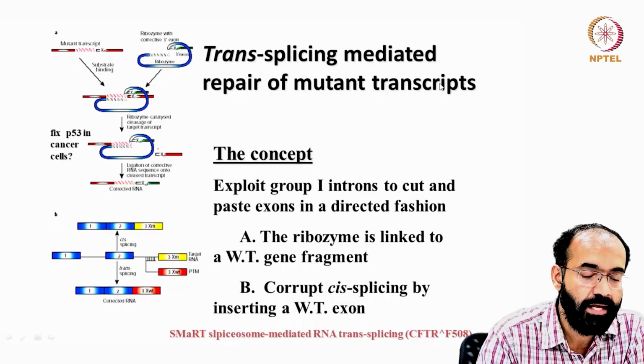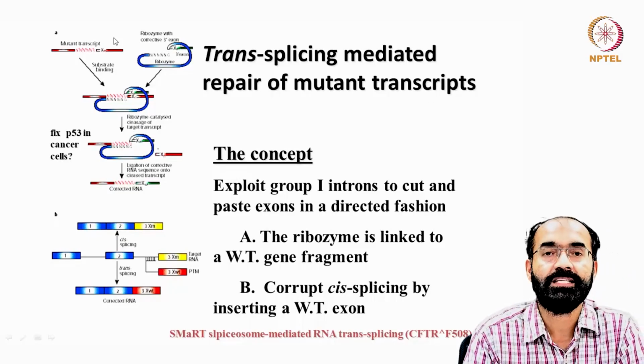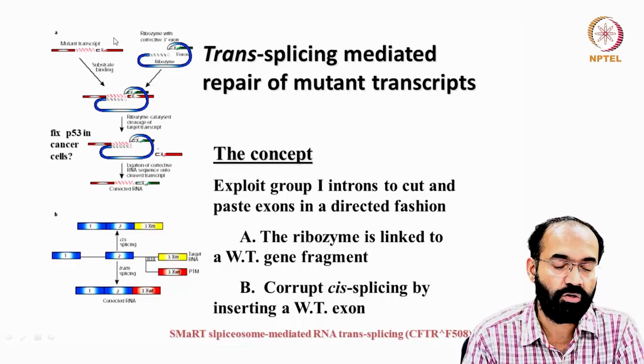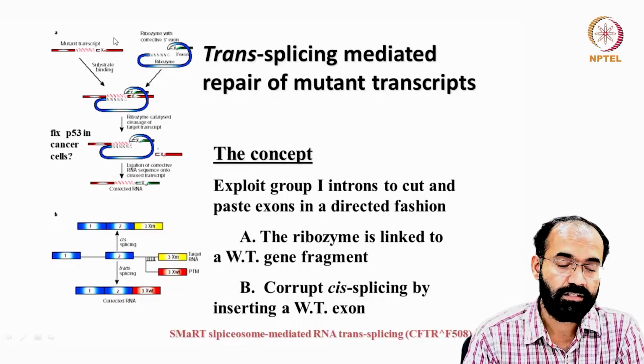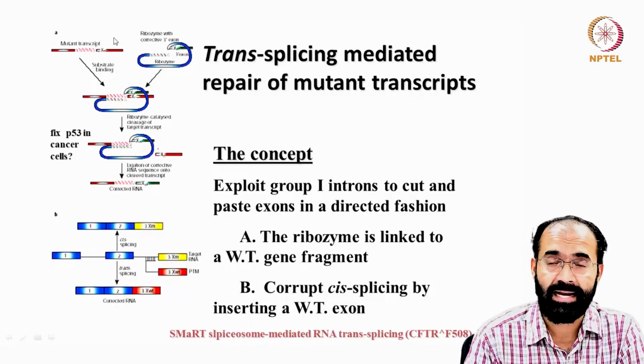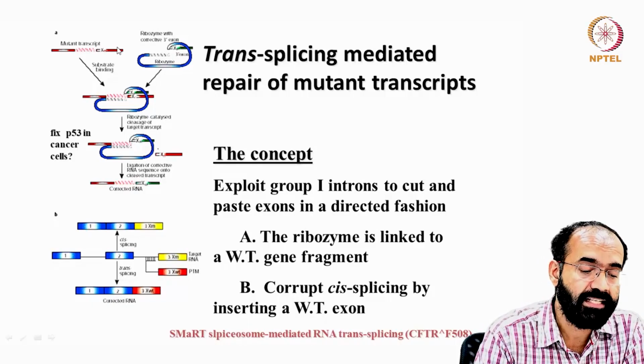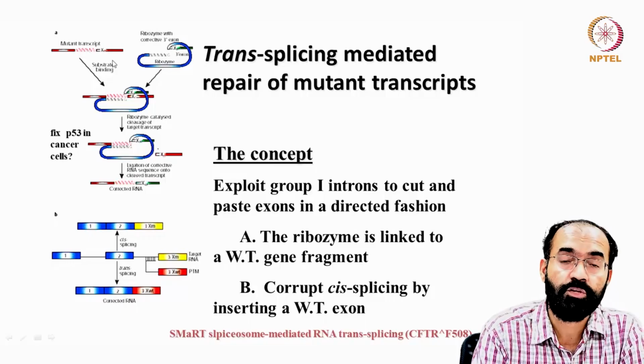Another example is employing trans-splicing mediated repair of mutant transcript. So here what happens, you have a mutant transcript. Many such examples are there. Duchenne muscular dystrophy, you know that mutation causes a very severe condition affecting the muscles, and the person doesn't survive, and it very much affects human males. So let us think of such an example, a mutated transcript, and you want to repair it.